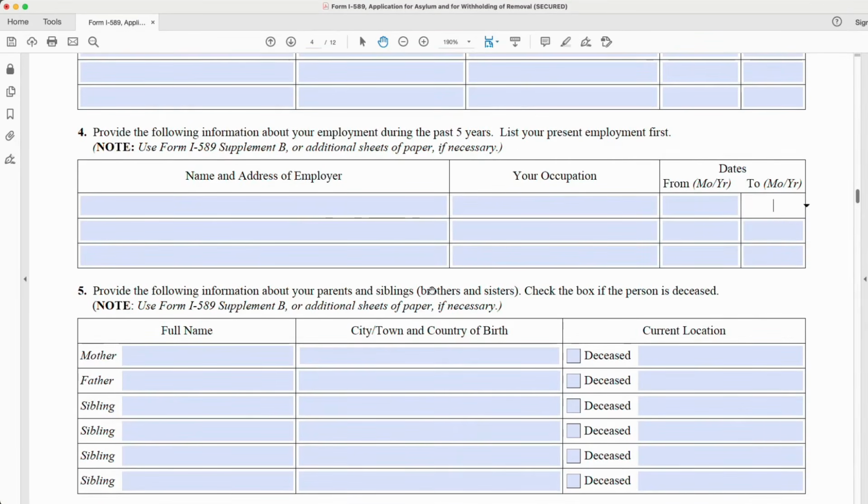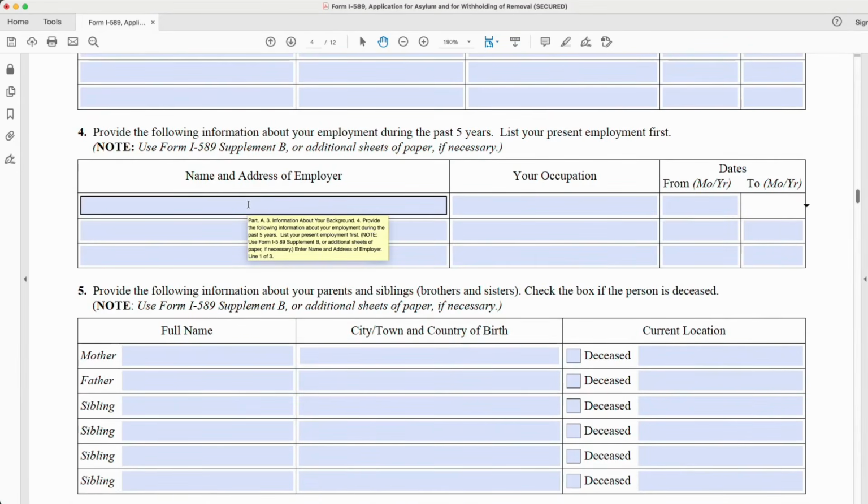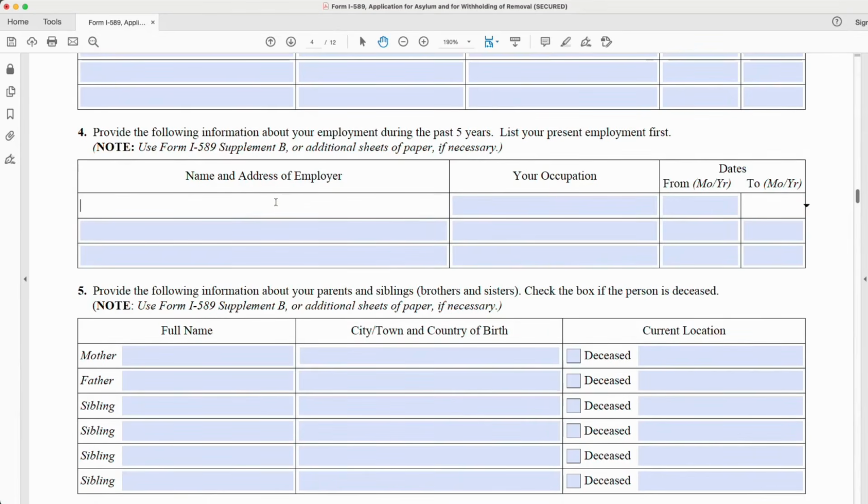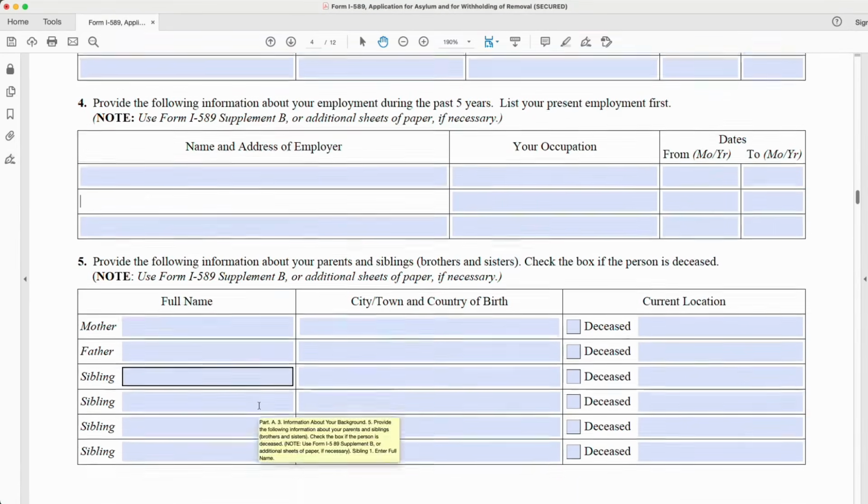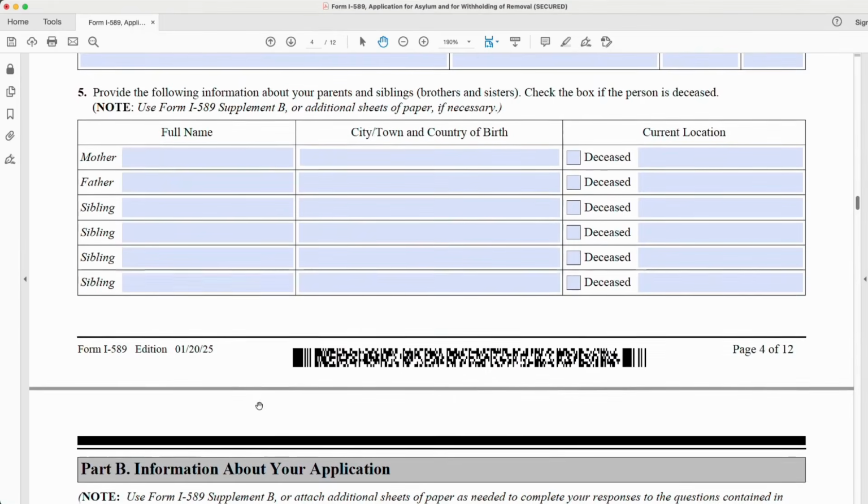List your current job if you have one, or your most recent job on this first line. Then, the job you had before that on the next line. Continue until you have gone back 5 years. You do not need to go back farther than 5 years.